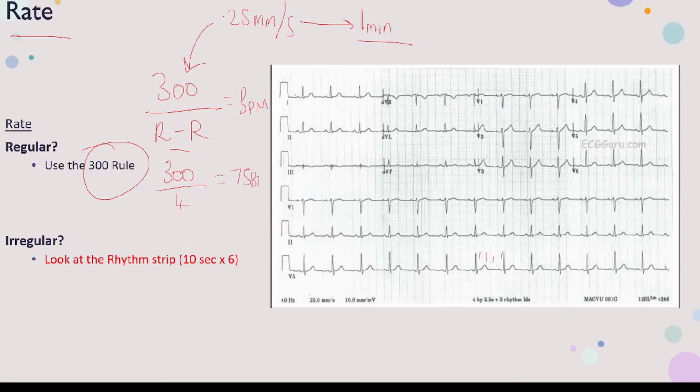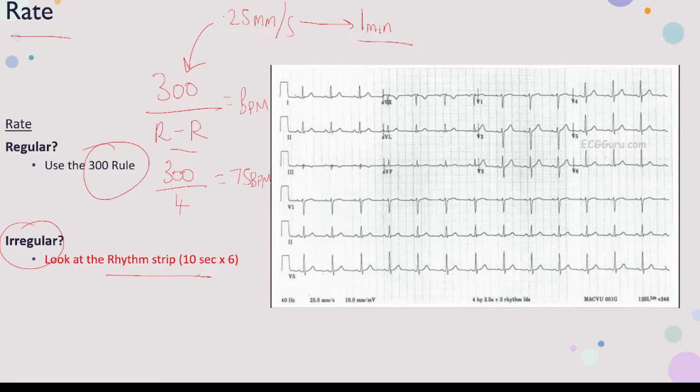75 beats per minute. Now, if you had an irregular rhythm, you must use the rhythm strip rule. What is the rhythm strip? It is a 10-second long ECG tracing located usually on the bottom of the ECG. As you can see here in V1, V2, V5, we have this 10-second long ECG tracing.